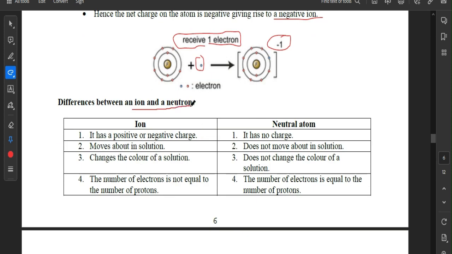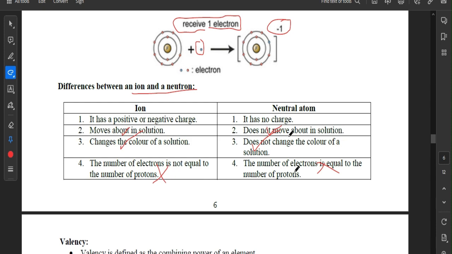Difference between an ion and a neutral atom. An ion has a positive or negative charge, whereas a neutral atom has no charge. An ion can move about in a solution while a neutral atom doesn't. It can change the color of a solution, this cannot. Here, the number of electrons is not equal to the number of protons. Over here, the number of electrons is equal to the number of protons.